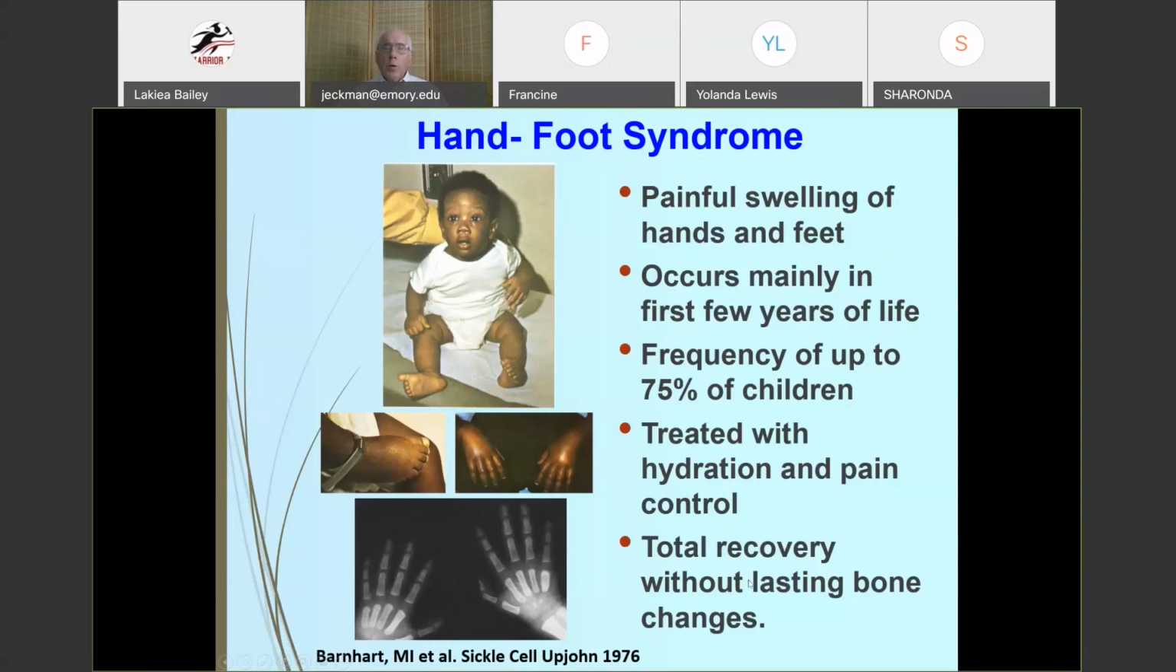All of the bones heal up, and there are no long-lasting changes in the bones or in the soft tissue in the hands and the feet. So this damage to the bones is perfectly reversible, and usually the child will have an episode or two and then have no more problems in their life.